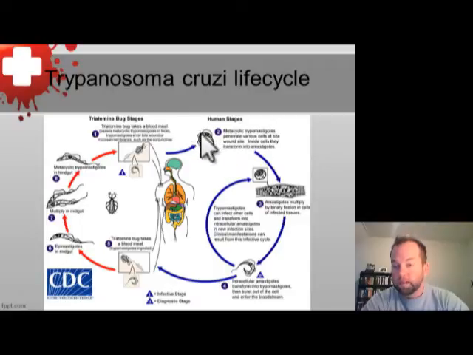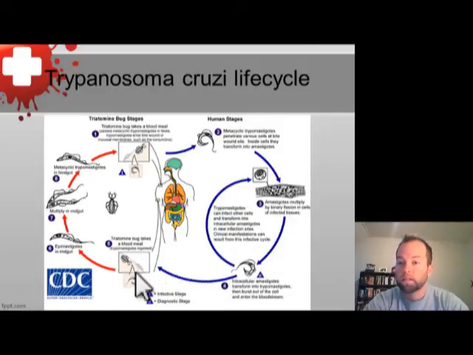Once the metacyclic trypanosomes enter the human host, they will infect cells near the site of infection and develop into cellular amastigotes. These cellular amastigotes will divide by binary fission and break free of the cell near the site of infection and enter the circulating bloodstream as trypanosomes. These trypanosomes will then travel and infect new tissue, again repeating the cycle and developing into more amastigotes, going through binary fission and perpetuating the cycle in the human host that we can see here.